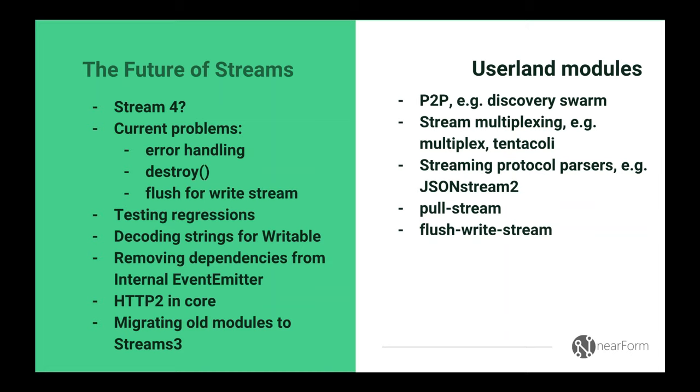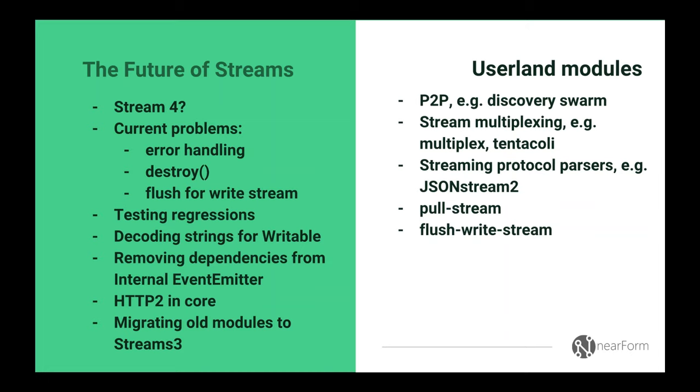Also, HTTP 2 is probably coming into core, which means that you will get a proper stream multiplexer implemented into core. This is a big deal, and if you don't know how HTTP 2 can help your application, you should have a look. Also, if you want to help, there is migrating all modules to Stream 3 APIs. You've seen a lot of modules with a 2 at the end. That means they were targeting version 2 of the specification. Now, most modules that have a 2 at the end have been ported to version 3 of the specification, and they kept the 2 at the very end of it.